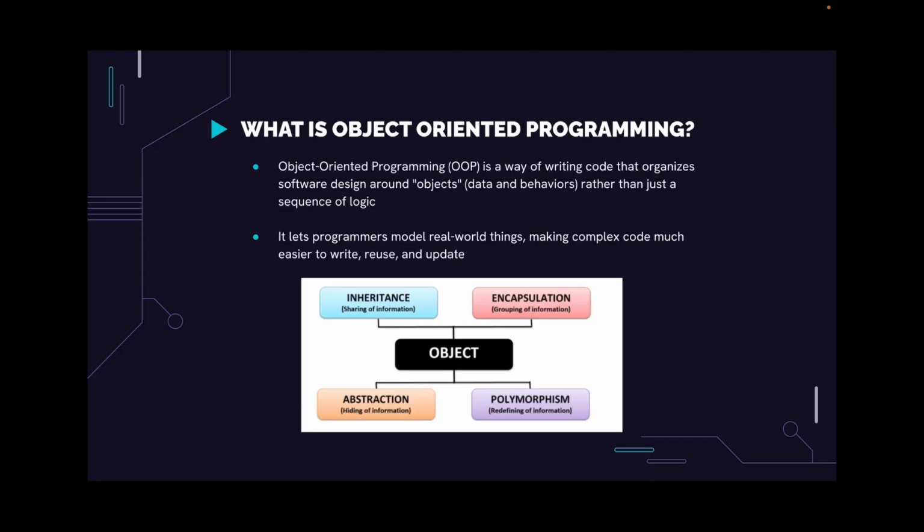So object-oriented programming is a way of writing code that organizes software design around objects, data, and behaviors, rather than just a sequence of logic. It lets programmers model real-world things and make complex code much easier to write, reuse, and update.